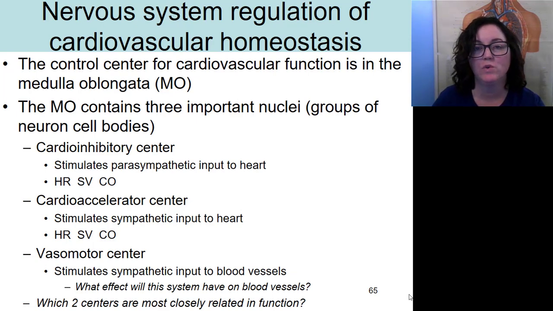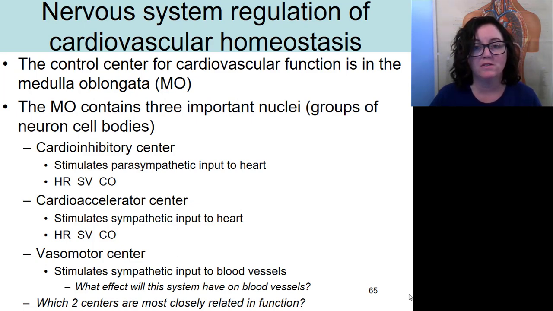In this video, I'm going to do an overview of how the nervous system is going to be used to regulate cardiovascular homeostasis. So we're going to tie together both what's happening at the arteries and at the heart. First we need to understand that the center for cardiovascular system control is located in the medulla oblongata of the brainstem of the brain.